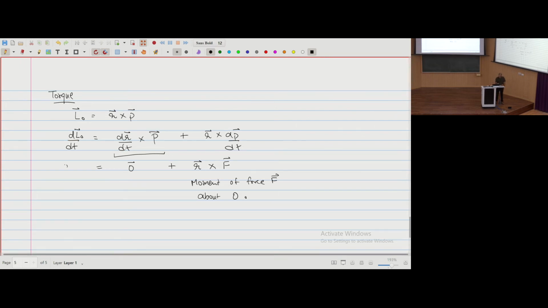And this is called the torque of force F. You can also say just torque about, well, we have to say about point O. So we denote this as tau O. It's one of the ways to symbolize torque or the moment of force.